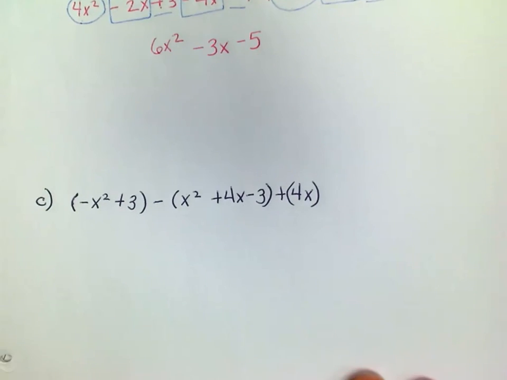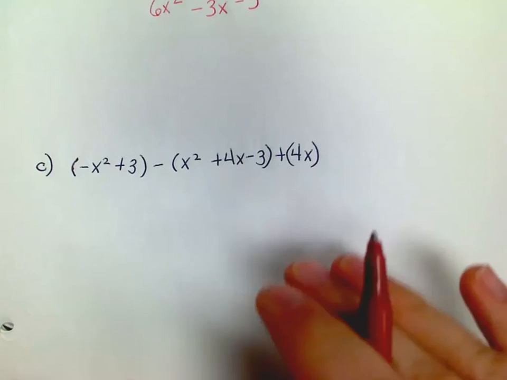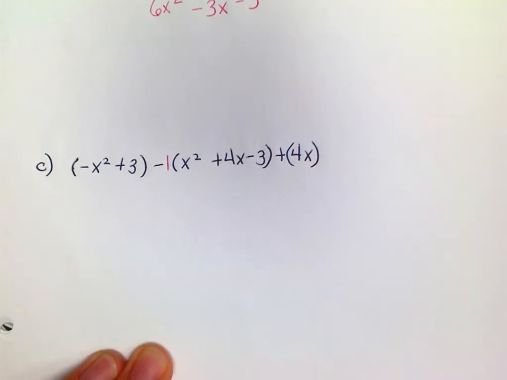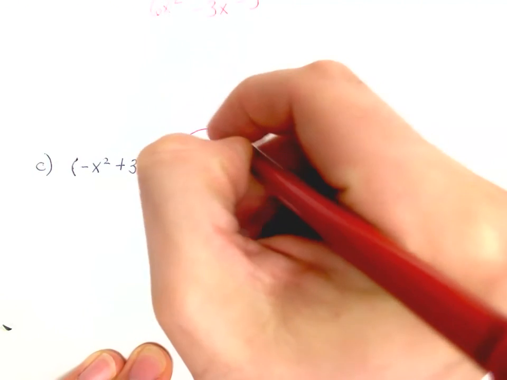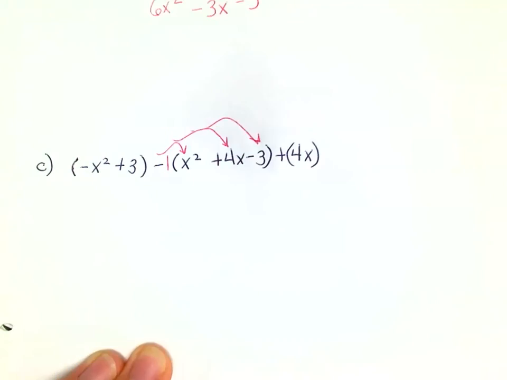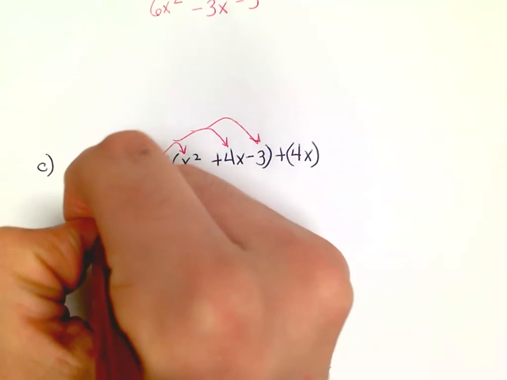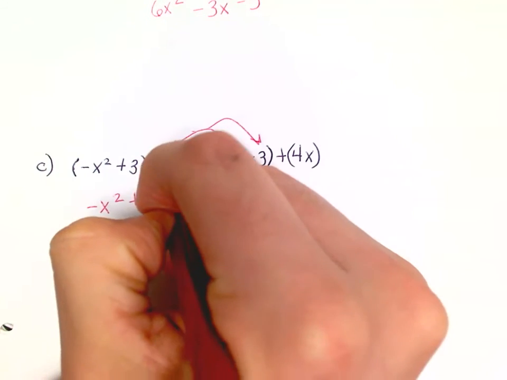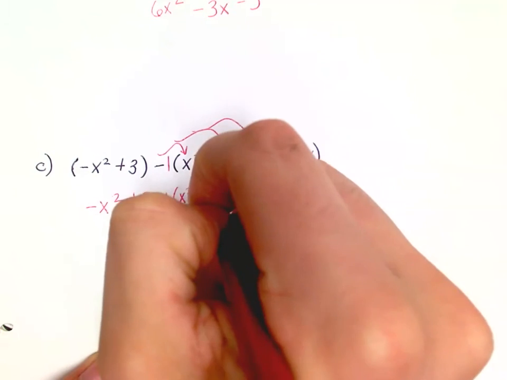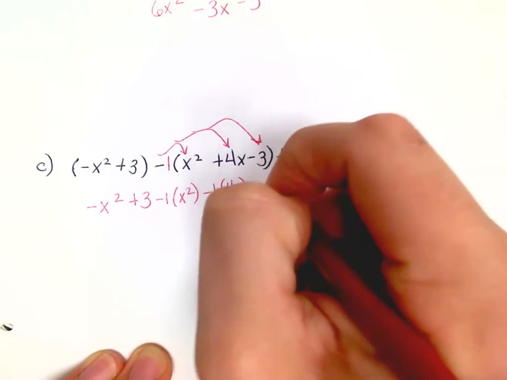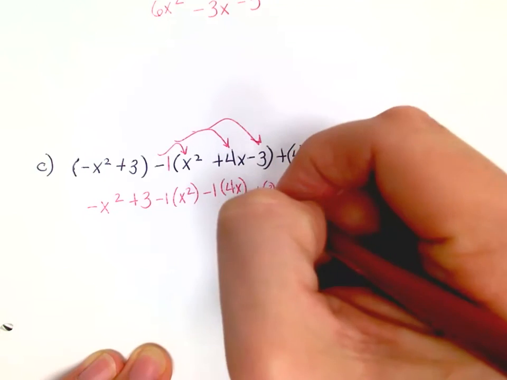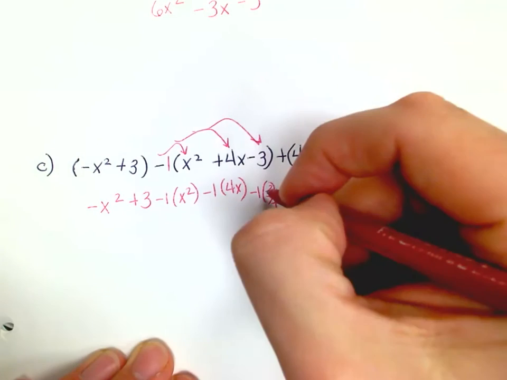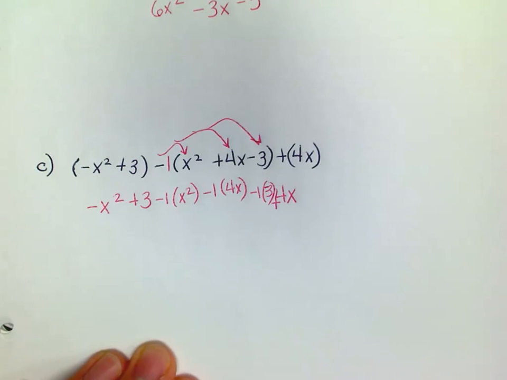Okay, and finally, let's conclude the video with example C. As you see, there is a minus out front, so let's place that 1 and we're going to distribute the negative 1 across everything found in the parentheses. And just rewrite everything else you see. So minus 1 times x squared, minus 1 times the 4x, minus 1 times minus 3, and that's a positive 4x. That was a minus 3, so I'm going to denote it right there.